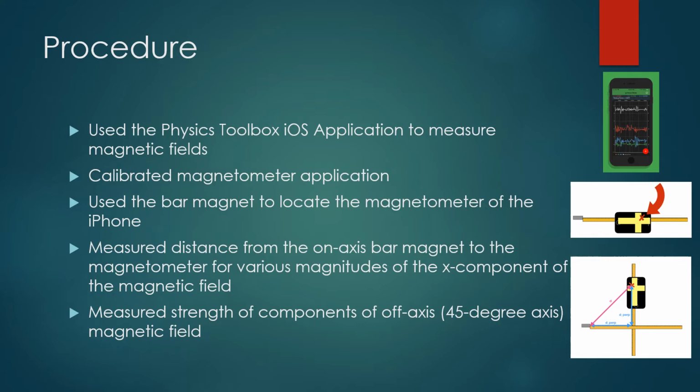Next, I measured the distance from the on-axis bar magnet to the magnetometer for various magnitudes of the x component of the magnetic field. And finally, I measured the strength of the components of the off-axis magnetic field on a 45-degree axis using the magnetometer application.